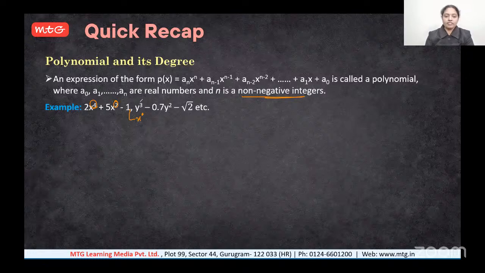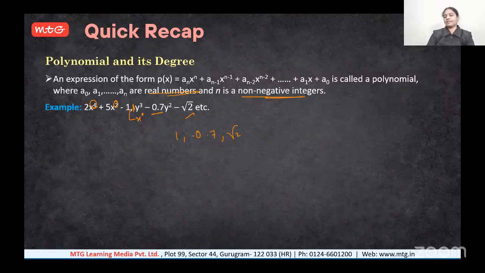Here also you can see y^3 - 0.7y^2 - root 2. So this is again a polynomial. And you may ask me, ma'am, root 2 is there. It is a constant term. And here 0.7 is the coefficient of y^2, and here the y^3 coefficient is 1. So 1, minus 0.7, and minus root 2, all of these are real numbers. So all of these are coefficients, and coefficients can be real numbers. It could be anything. So for that reason, this is also a polynomial.